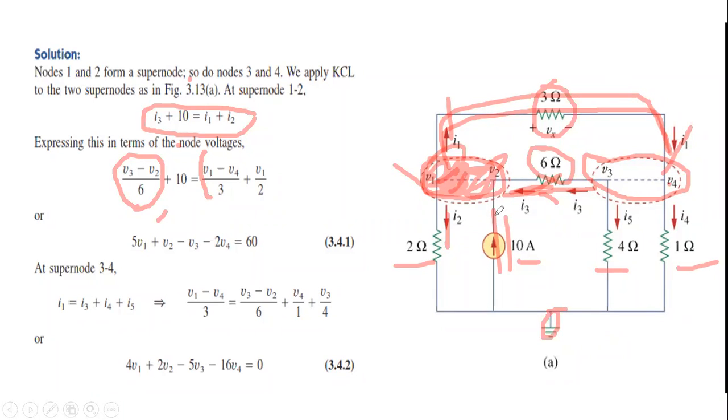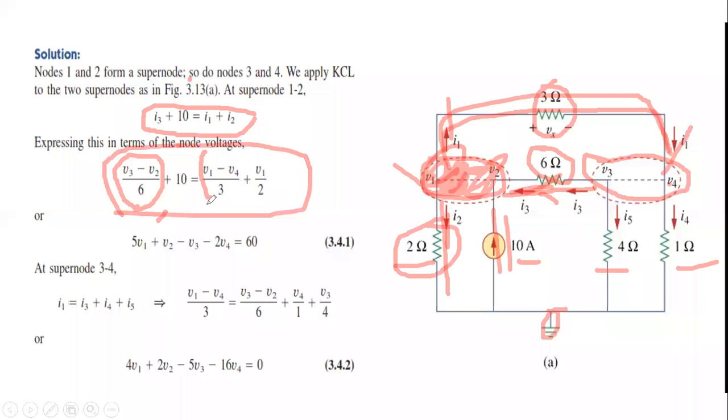And the last one, for current I2, current I2 is flowing like this, and higher potential is V1, lower potential is 0. So V1 minus 0, it will be V1 divided by the resistance. Resistance is 2 ohm. So I hope this is going to be clear.